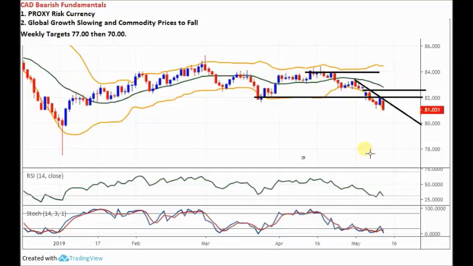Same argument applies to the AUD and the NZD as well. You'll see similar chart formations in all three. So we'll see how these pairs progress.